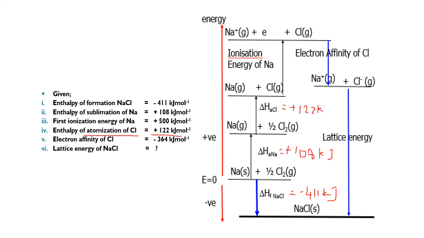And then what is the next? Now the next is ionization. Okay, ionization. So from gas atom become gas ion. Okay, ionization is here, positive 500. So equal to positive 500 kilojoule.